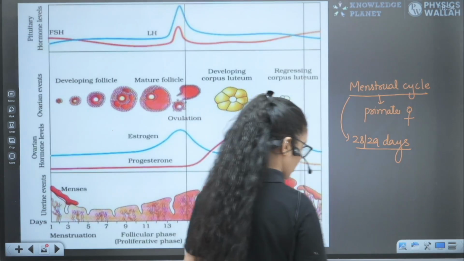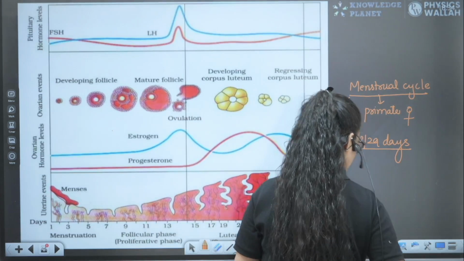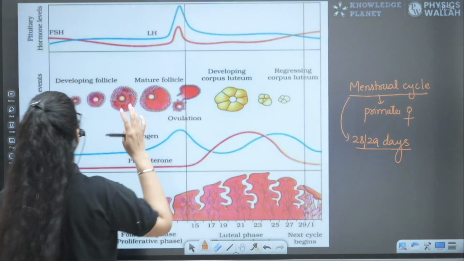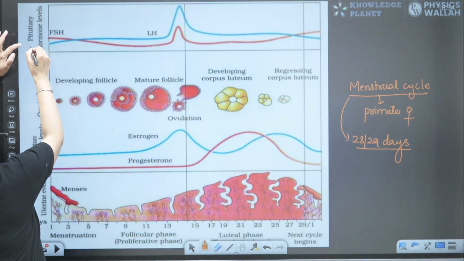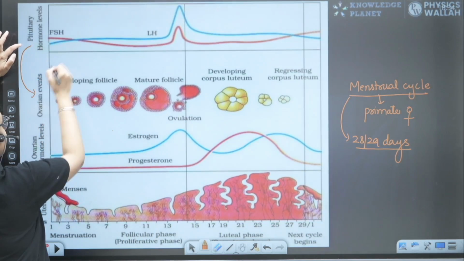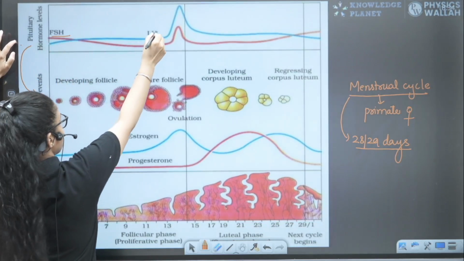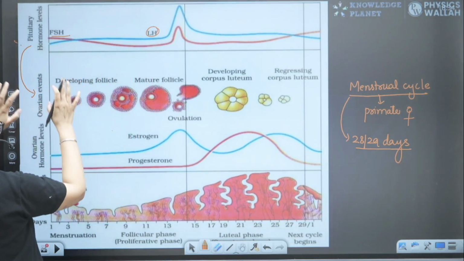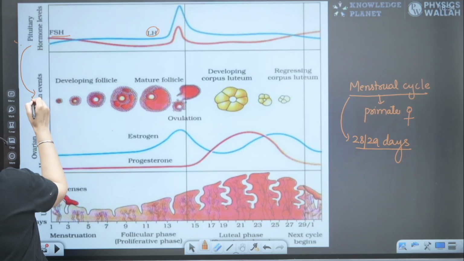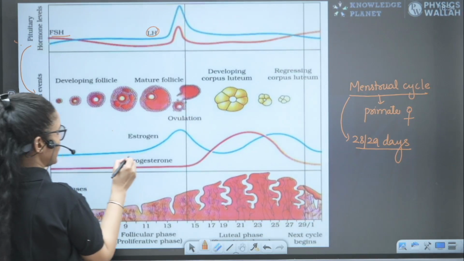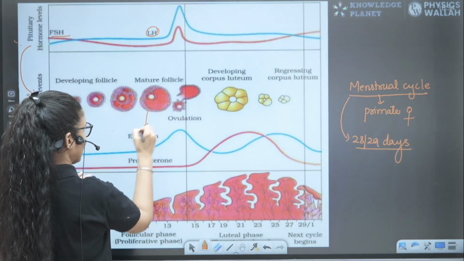When we talk about this menstrual cycle, the pituitary hormones will control the ovarian events. That means FSH, follicle stimulating hormone, and luteinizing hormone will control the ovary. Ovarian hormone estrogen is secreted by the follicle, I have told you.